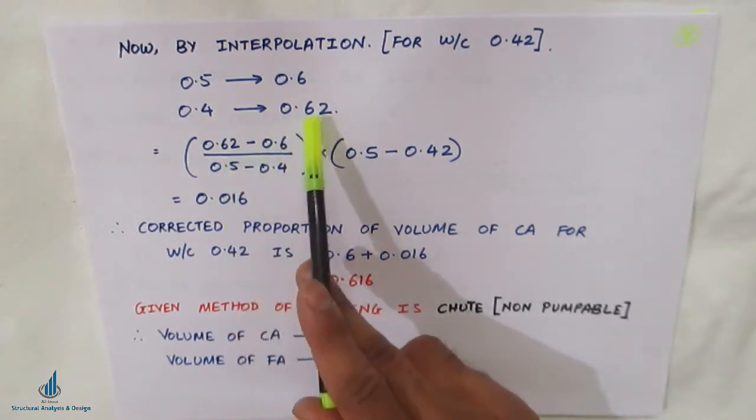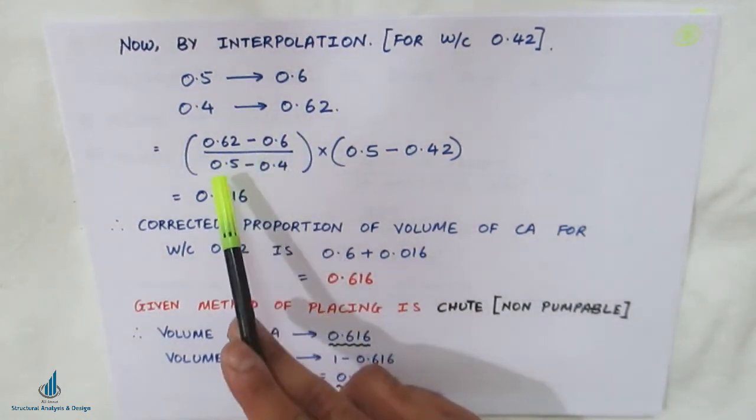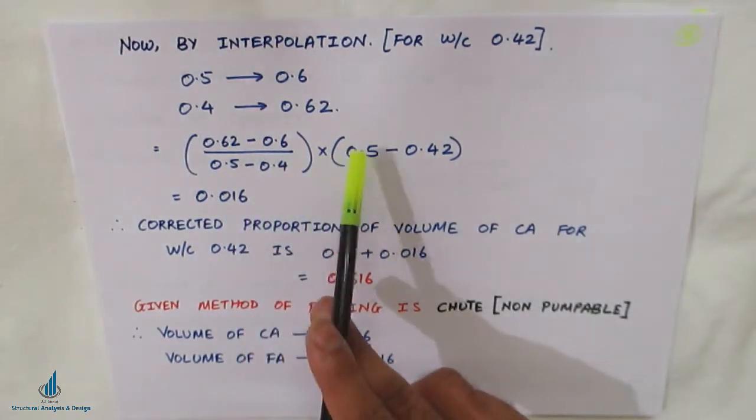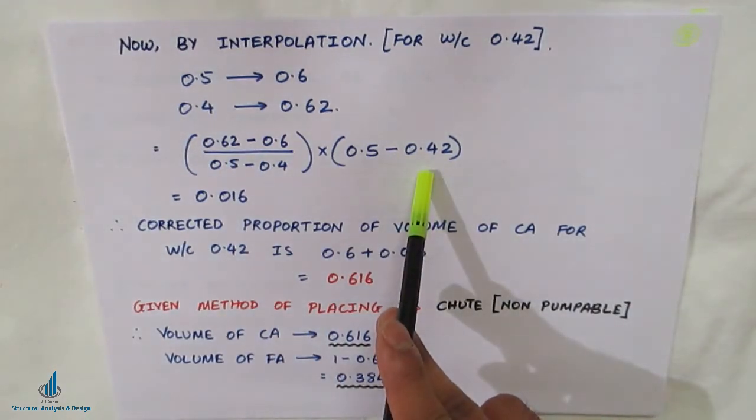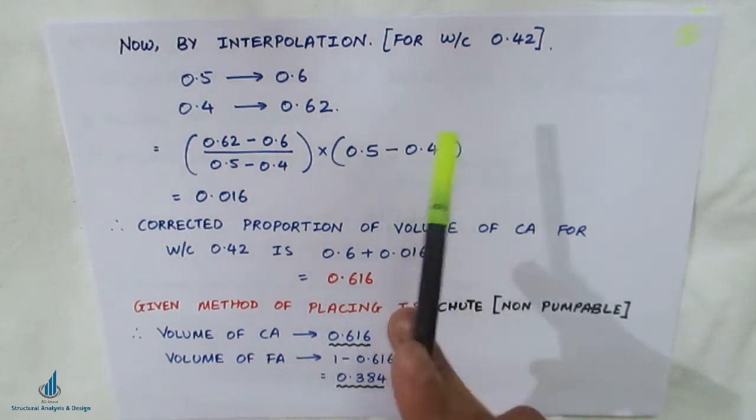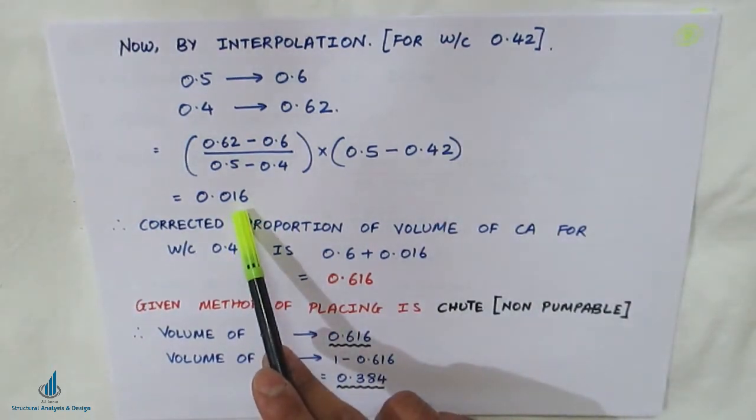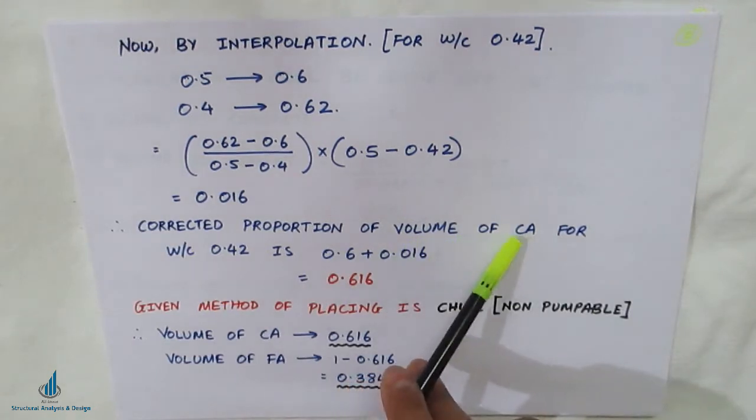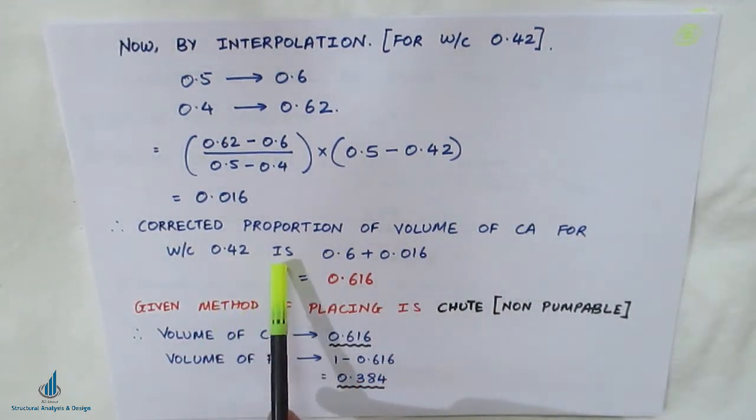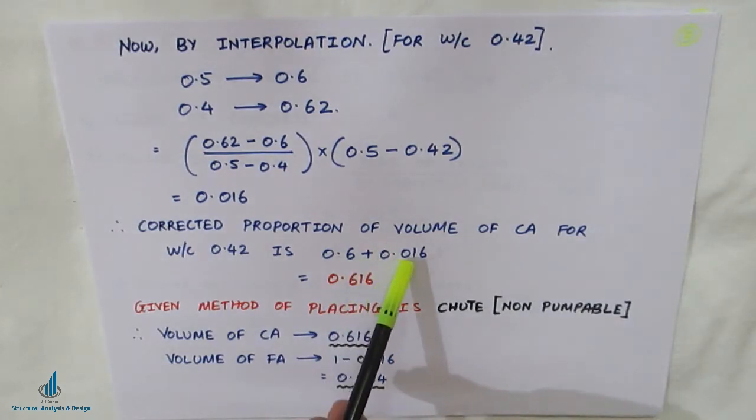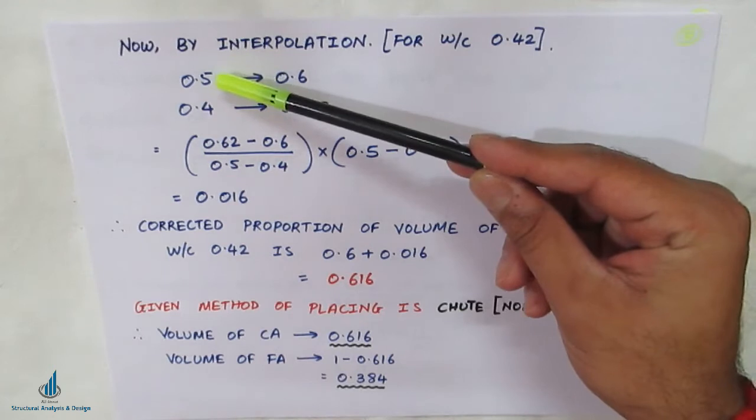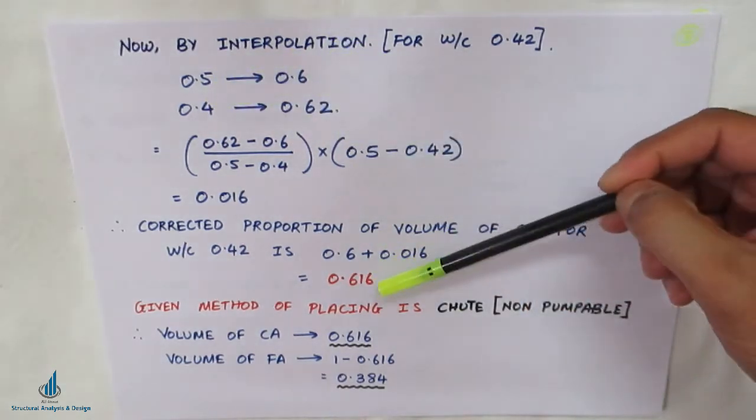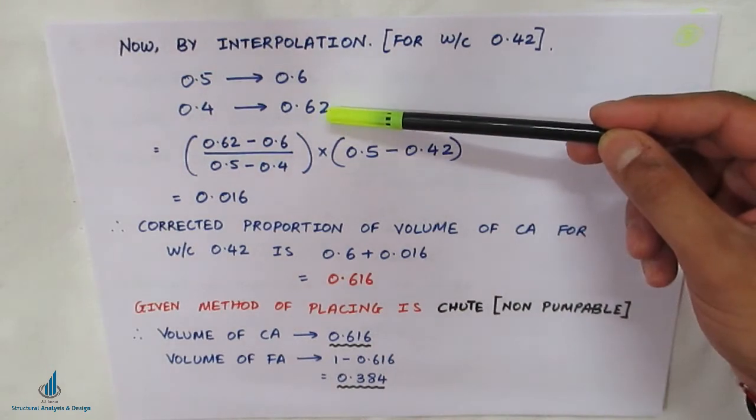So 0.62, the bigger value first, minus 0.6, divided by 0.5 minus 0.4, into 0.5, the bigger value. This value is nothing but what you use to find the volume of coarse aggregate for this water cement ratio. So you are getting 0.016. So the corrected proportion of volume of coarse aggregate for water cement ratio 0.42 is 0.6 plus 0.016, so the corrected proportion is 0.616.